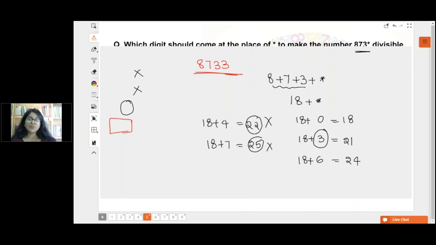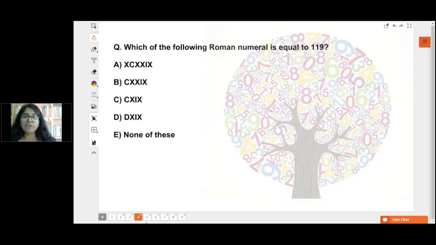Coming to this one, we have a question regarding Roman numerals. Which of the following Roman numerals is equal to 119? So we have a number given to us, 119, and we have to represent that in a Roman numeral. You know that we have certain specifications in Roman numerals, right? Like L represents 50, M represents 1000, D represents 500, C represents 100, right? If you want to represent a number, you will make use of these representations to find the number in Roman numerals.